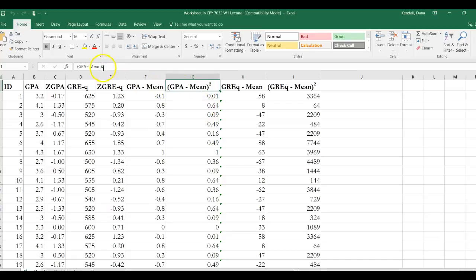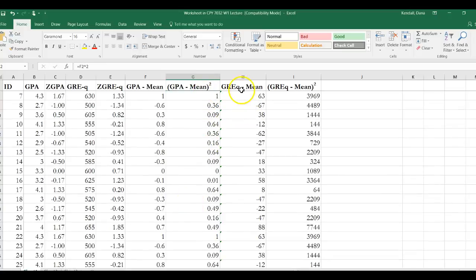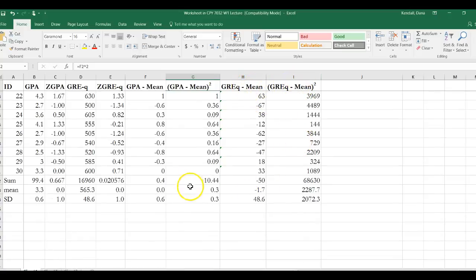Oh, I just realized that we need a caret here. That may change. Oops. Never mind. The caret is here, and that's all that matters. That's just the title of the column. All right. I need to wake up today. All right, so this is the square for the GPA, and this is the square for the GRE. The square deviations, just so you have them.